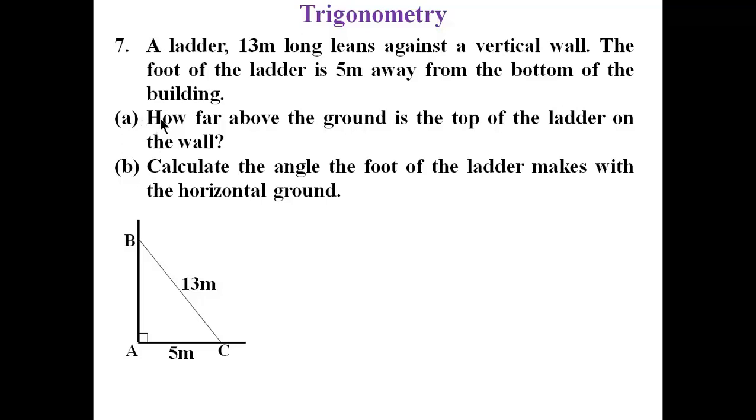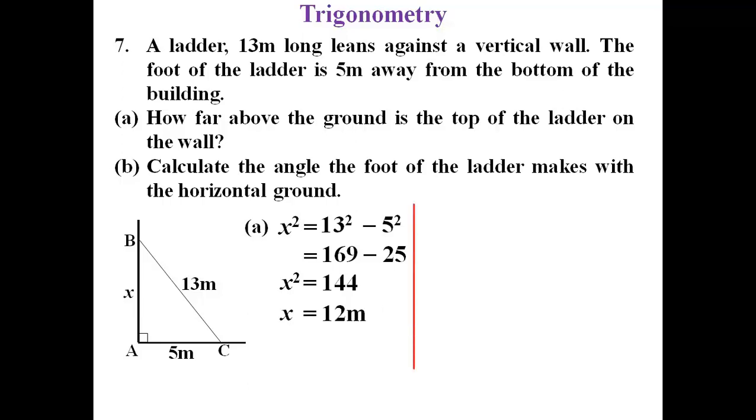Problem A, how far above the ground is the top of the ladder on the wall? So we are going to calculate AB, call it X. So from here we shall be using Pythagoras theorem. This is the hypotenuse. So we have x squared is equal to 13 squared minus 5 squared. 13 squared is 169 minus 25, and x squared is 144. X is equal to 12 meters. So we are done with A.